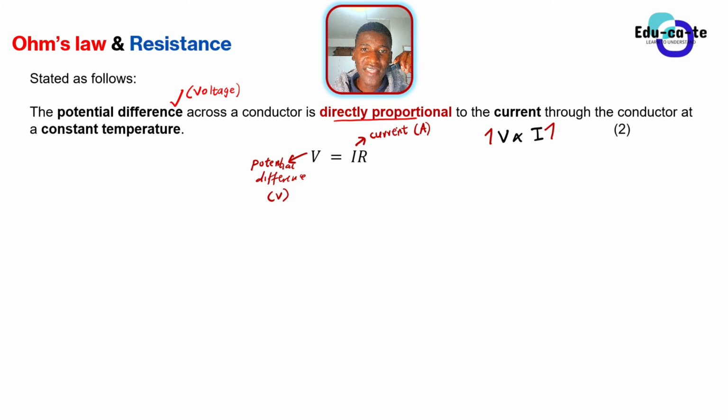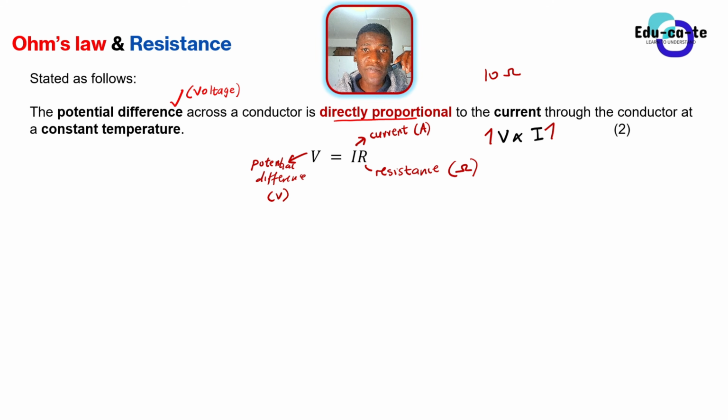Whenever you see R, this is the third quantity, which is resistance, and we measure it in ohms. This is the symbol for ohms. So whenever you see me writing something like 10 with this symbol, this means that this is the resistance. We measure it in ohms, hence we have the Ohm's law.